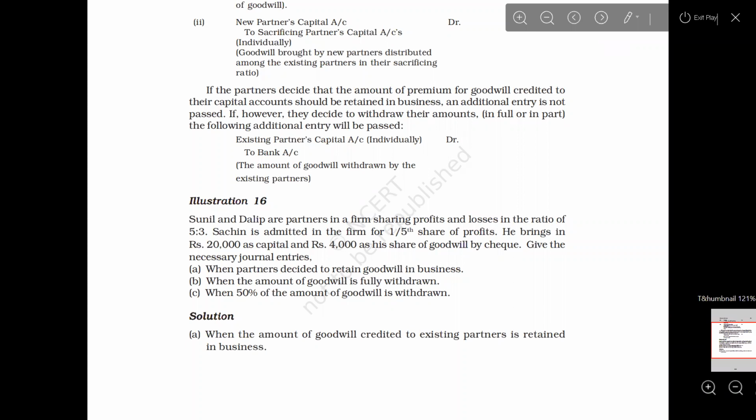Okay, so now we are going to see illustration 16. Sunil and Dalip are partners in a firm sharing profit and loss in the ratio of 5:3. Sachin is admitted in the firm for 1/5 share of profit. He brings in rupees 20,000 as capital and 4,000 as his share of goodwill by cheque. Give the necessary entries.